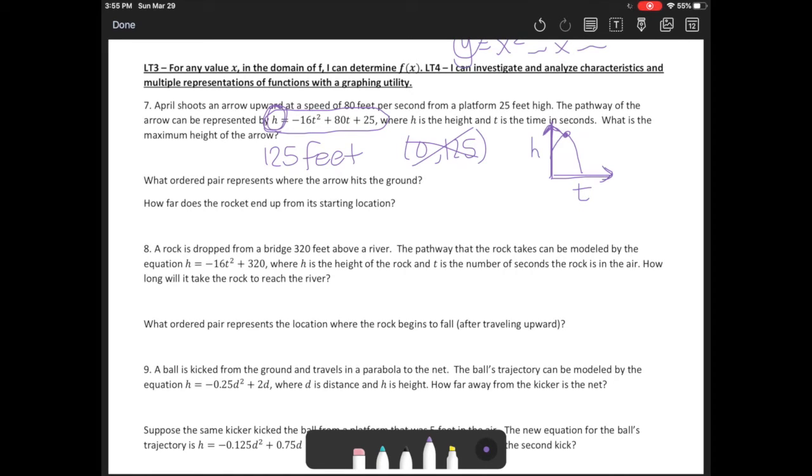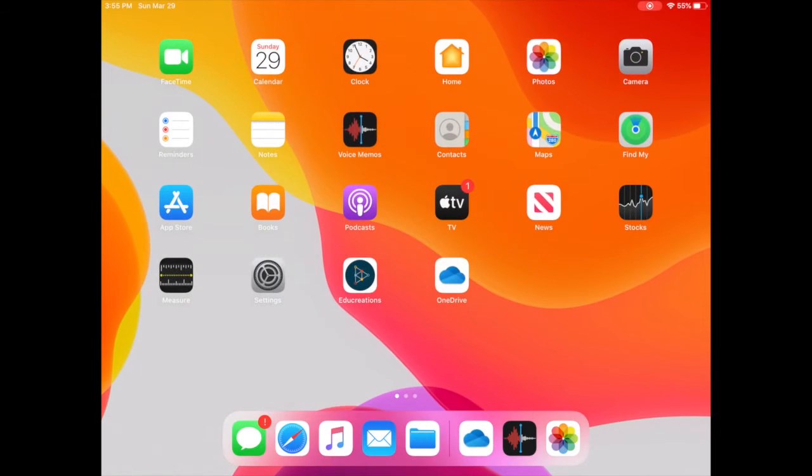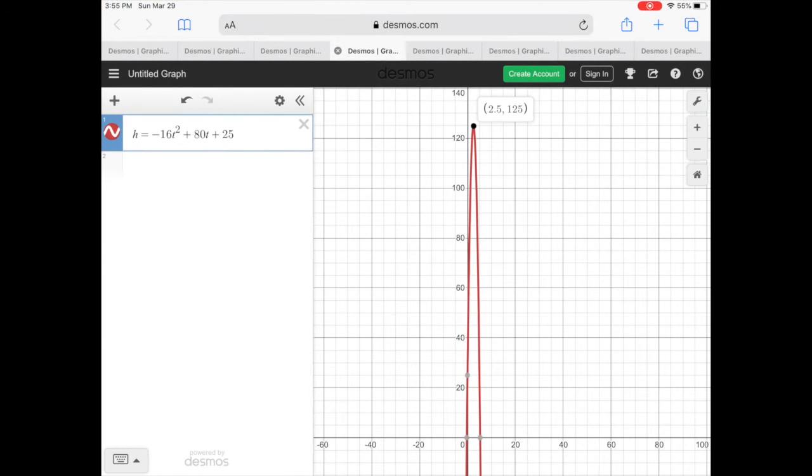Now, what ordered pair represents where the arrow hits the ground? So you have to imagine if your arrow is going up and then down, right here is where it hits the ground. So let's take a look on our graph. It would be right there, 5.295, 0.